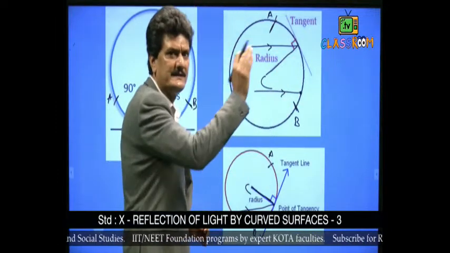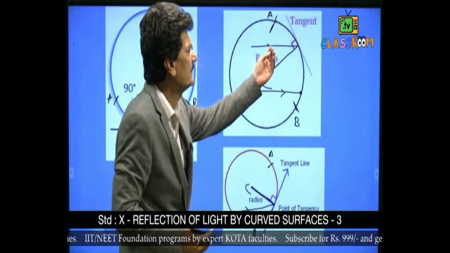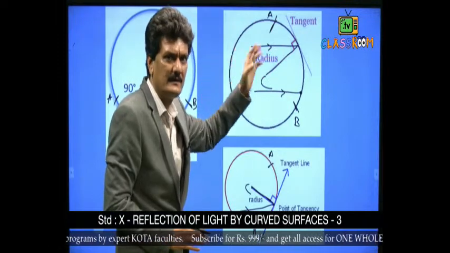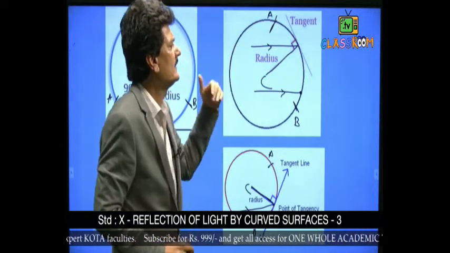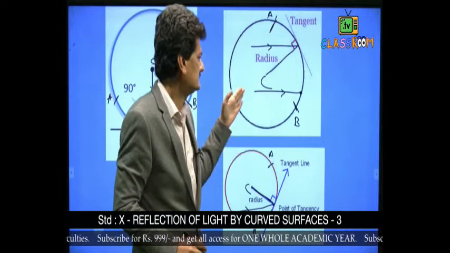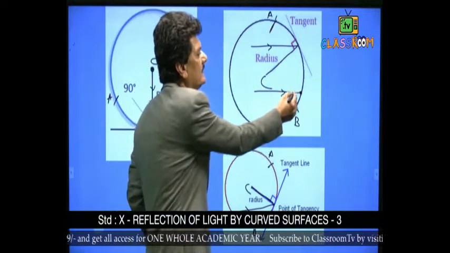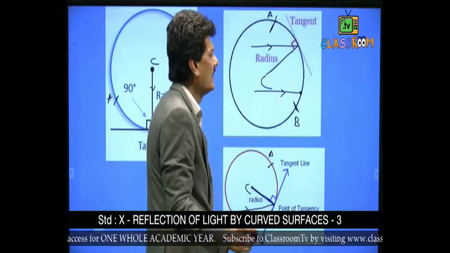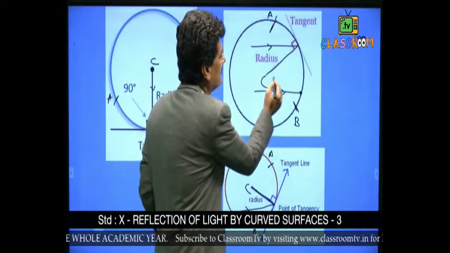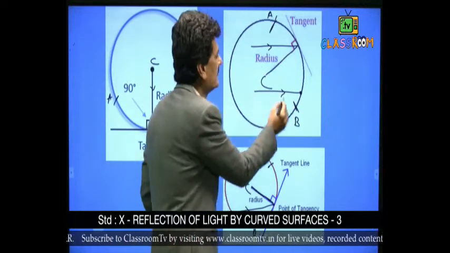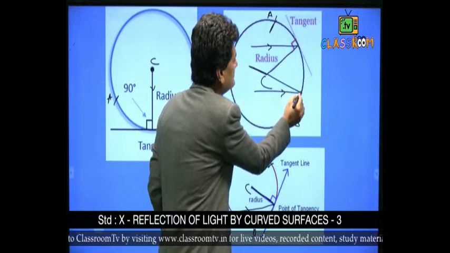Now no need to draw a tangent. Whatever purpose this tangent had to serve for our understanding, it has served. Now no need to increase our workload. This is the incident ray, it has struck here, and we already know that if at this point you want to draw a normal, all you have to do is connect this point with the center of curvature with a line. So draw this line here.